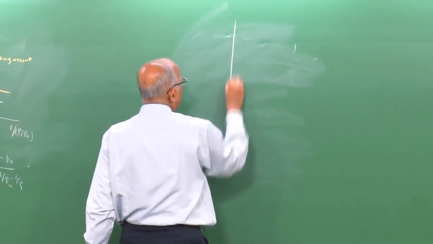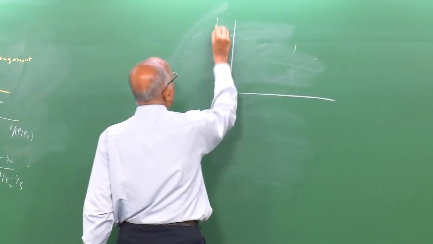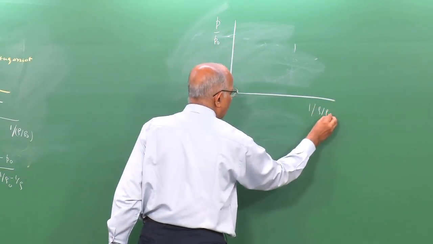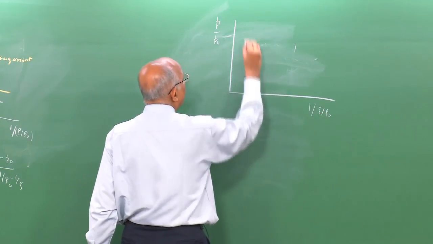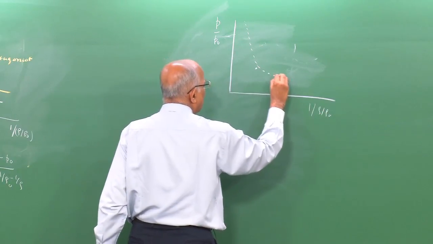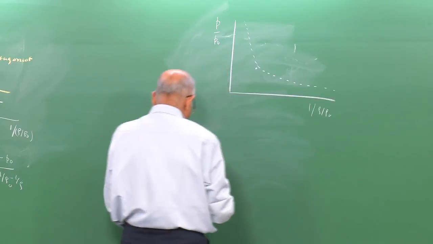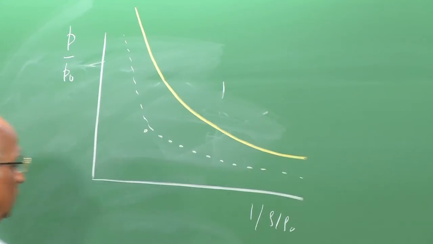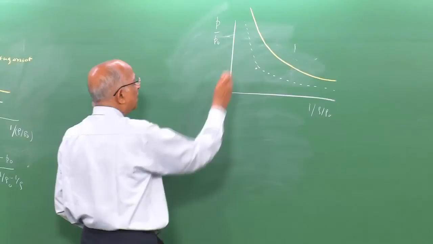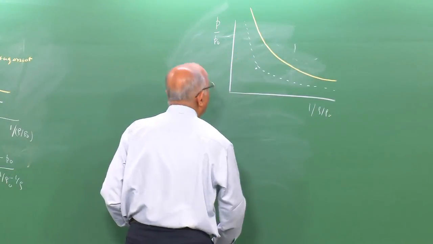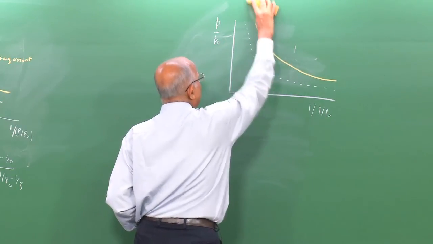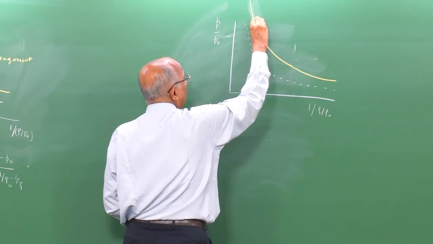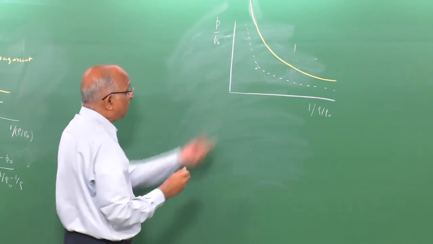Therefore, let me now put the final figure over here. I have P by P0, I have 1 over rho by rho 0. This is my initial point. My shock Hugoniot, that is without chemical reactions, is over here. My reaction Hugoniot is somewhere over here. Now, I want to find out what is the final point, the state behind this. That means, once I specify the velocity, I will be able to find out what the conditions behind it are.